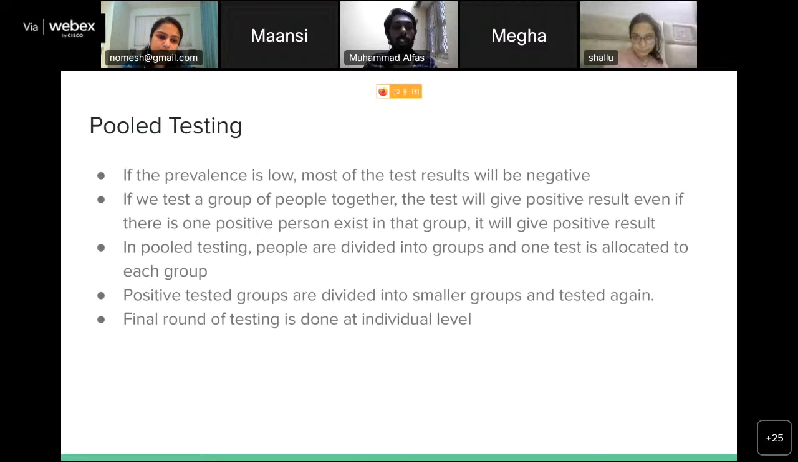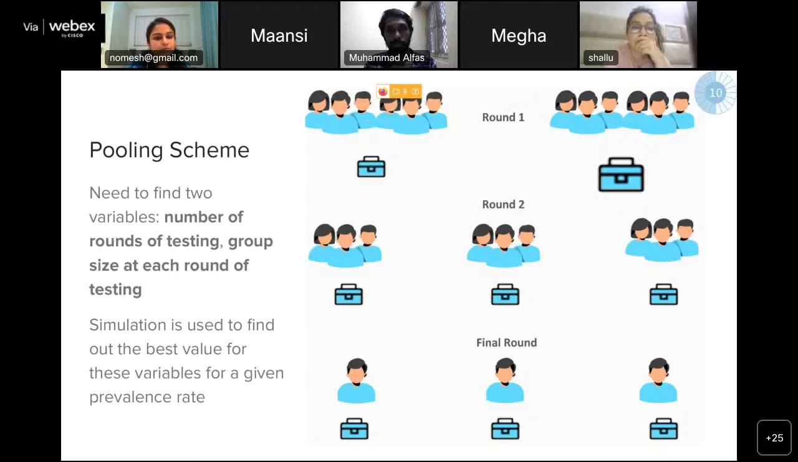So in pooled testing, we divide people into groups, and one test kit is allocated to each group. Then we take the positive tested groups and further divide them into smaller groups and test again. This is continued until, in the final round, we allocate a test kit to each person from the positive tested groups. This is a visual representation of the pooling method. Initially we have larger groups, and finally we have individual level testing.